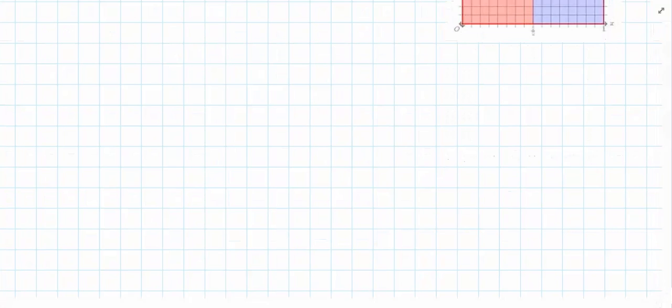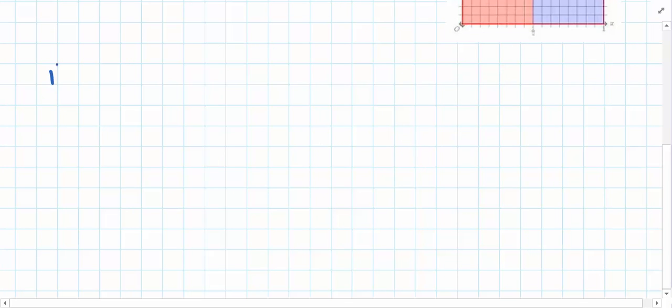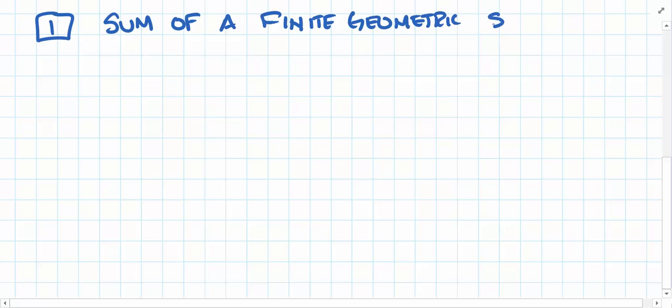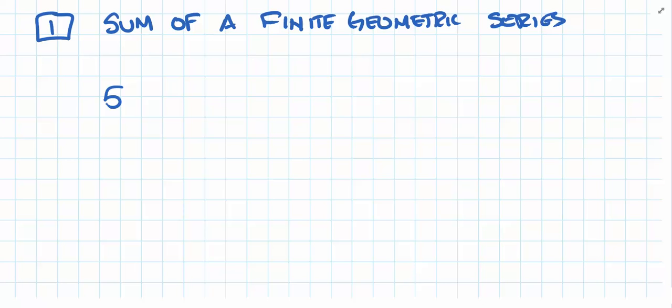Let's begin today with the first idea that we're gonna talk about, the sum of a finite geometric series. Okay? So let's just make up a series real quick. Let's start with the number 5. Let's say our ratio is 3. So what would the next term be if our ratio is 3 and I want to make a geometric series? What would the next one be? This one will be 15.